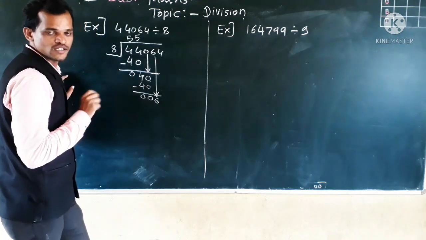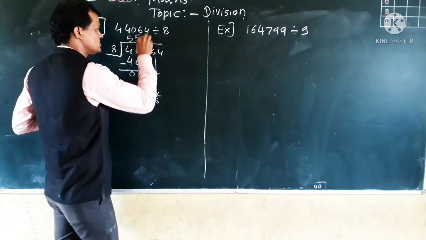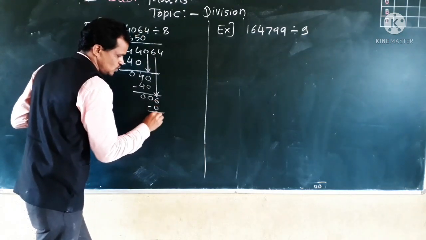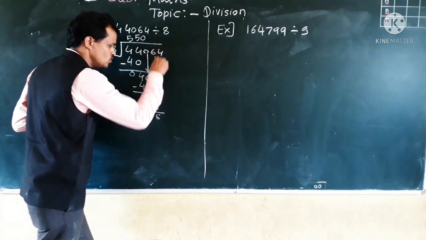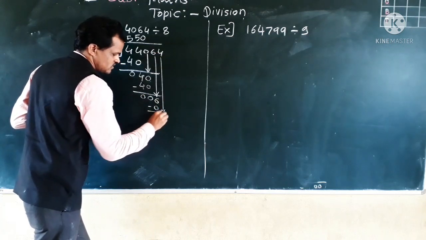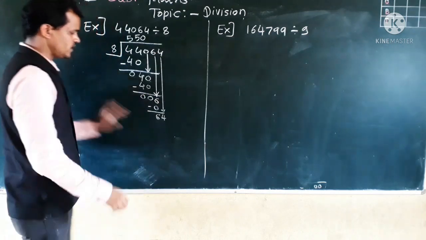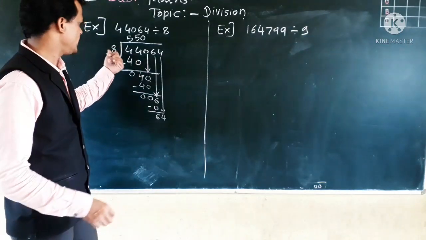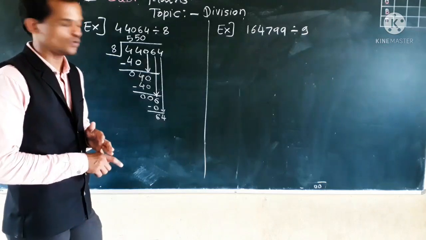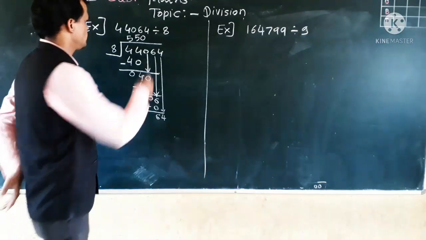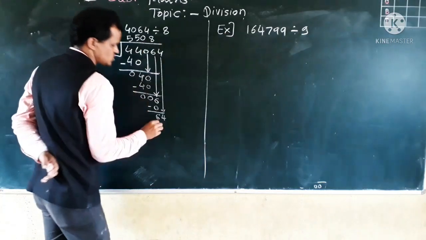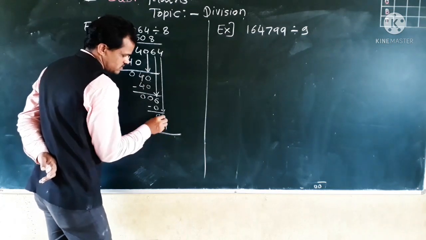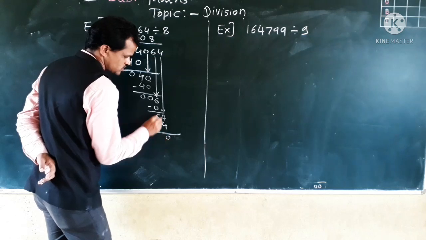Okay, so what to do in such condition? You have to put here 0 and subtract the same 0 from here. 6 minus 0, 6, and then you have to take this 4 down. Okay, now 64 is formed and it is divisible by 8. 8 8s are 64. So do this subtraction. 4 minus 4, 0. 6 minus 6, 0.